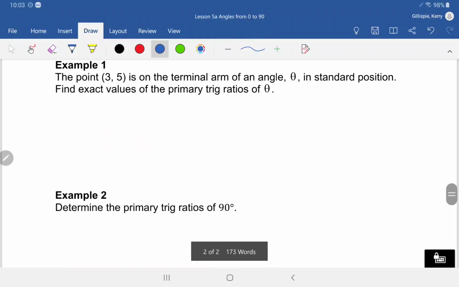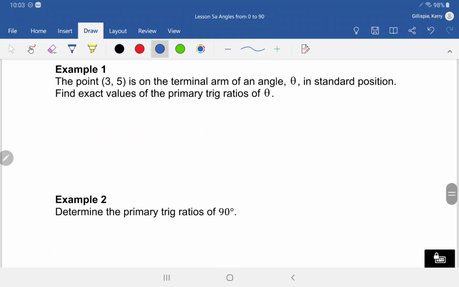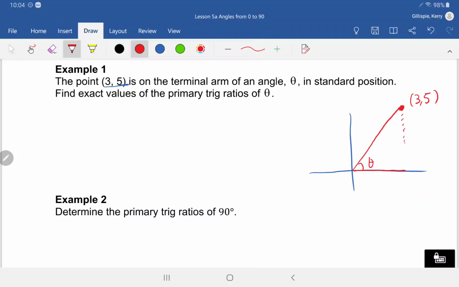So let's do this example. Find the primary trig ratios of an angle going through the point 3,5. So we will graph this one. It goes through the point 3,5. Let's put that point up there. And this is my angle, always coming from the positive x-axis. Let's drop a straight line to make a triangle out of it.